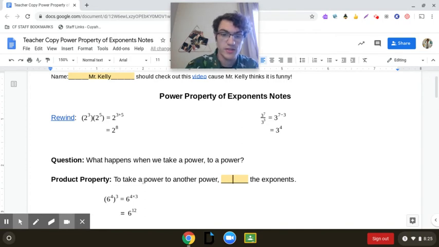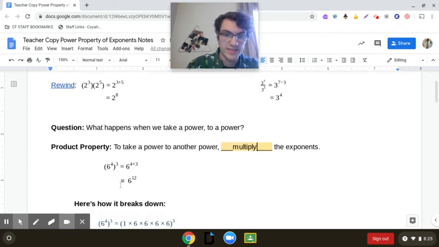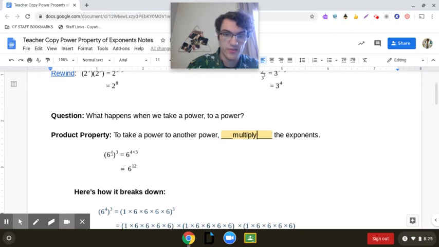In fact, to take a power to another power, we multiply the exponents. So in this example, we have 6 to the 4th power, then we're taking 6 to the 4th power to the 3rd power. That's going to end up being 6 to the 4 times 3, or 6 to the 12th.